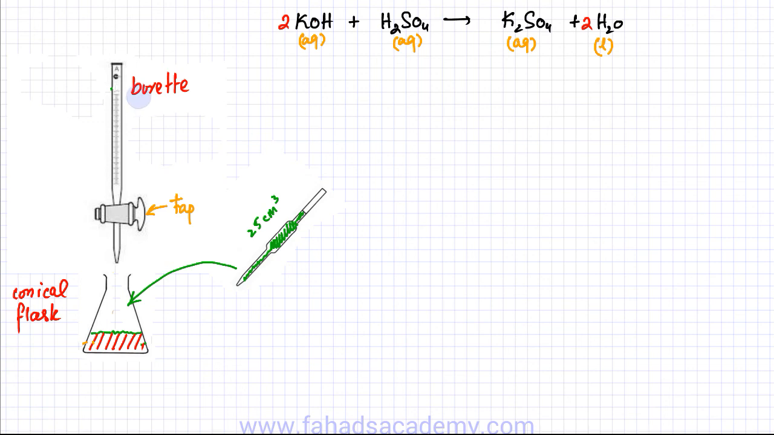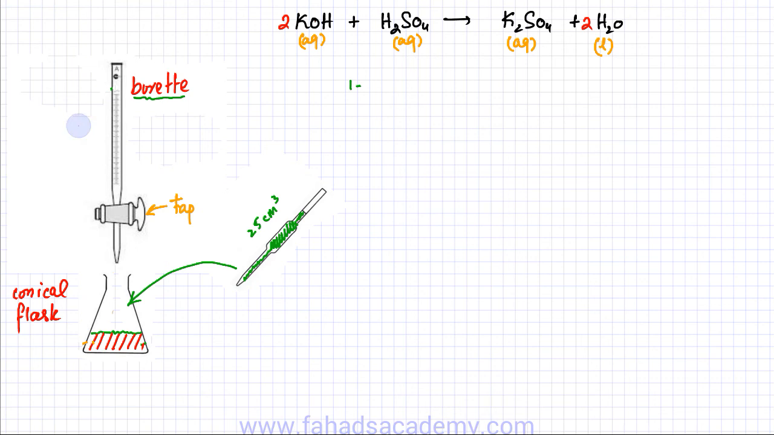So I'm going to take a burette, and I'm going to take a conical flask. And what I'm going to do first is fill this burette with sulfuric acid. I would take one of my reactants and fill the burette with sulfuric acid. It could be KOH as well, so there's no rule for what goes into the burette. It could be any one of the two reactants that you have.